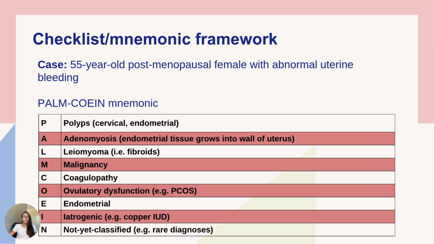A classic one is the PALM-COEIN mnemonic that is used for any female presenting with abnormal uterine bleeding. So in this case, you're seeing an older female, postmenopausal, with abnormal uterine bleeding. So we think of the PALM-COEIN, right? And as you can see, it's spelling out PALM-COEIN and the associated possibilities or etiologies of that abnormal uterine bleeding. And it's essentially breaking it down into structural things that could be causing it: polyps, adenomyosis, leiomyoma, which are fibroids, malignancy, and then non-structural causes like coagulopathy, etc.